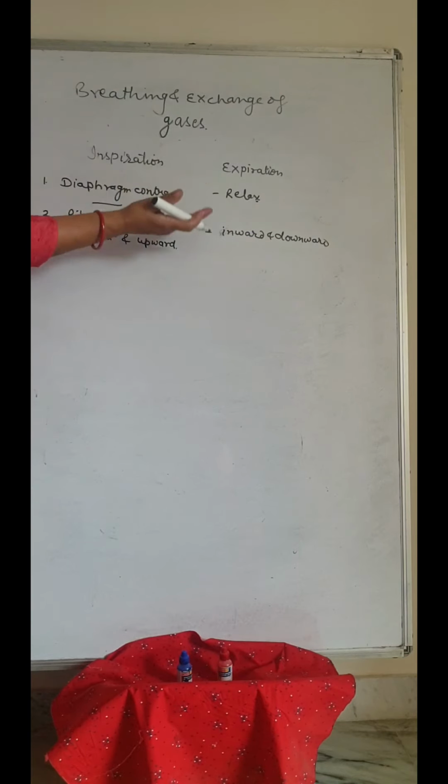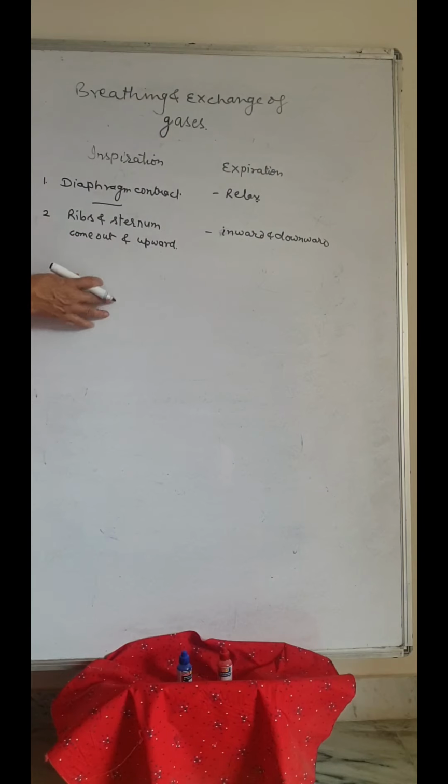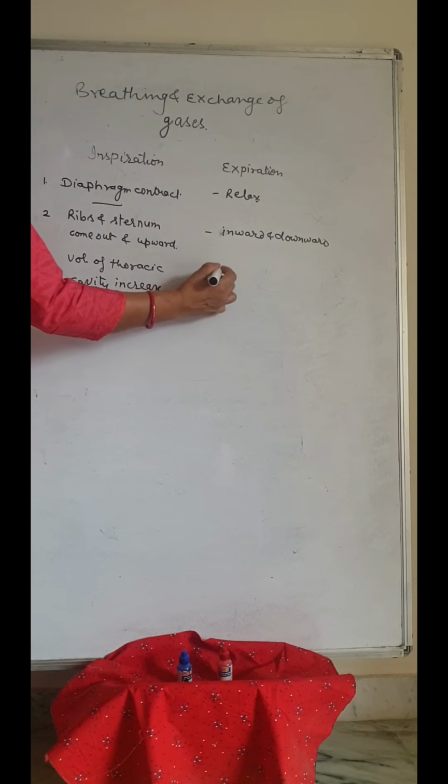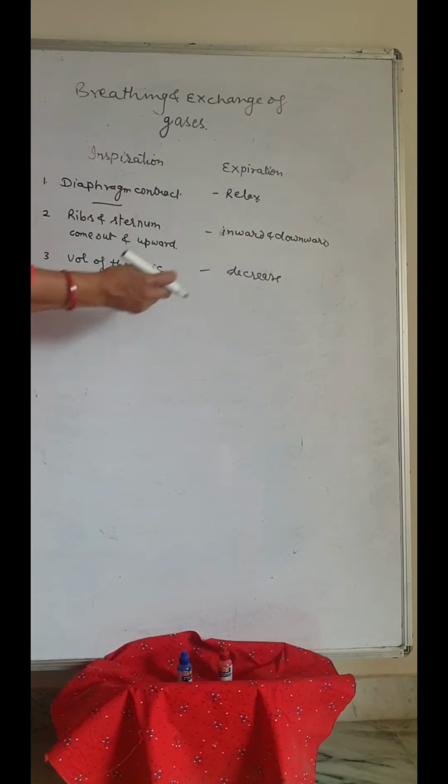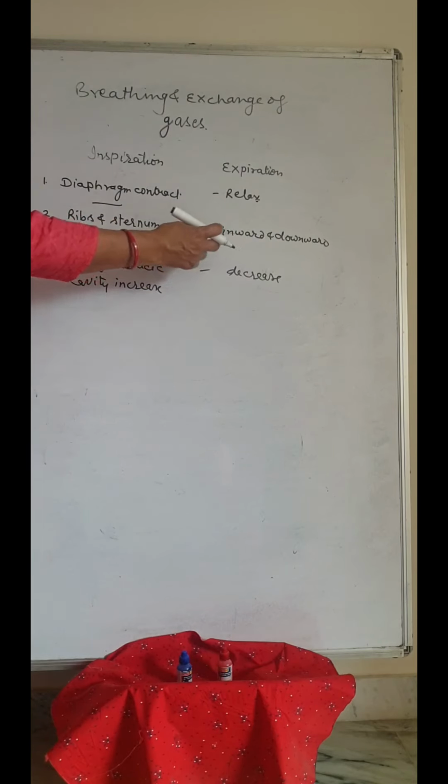So when the diaphragm contracts, the ribs come outside, and the size of the thoracic cavity increases lengthwise. The shape is like this. When it becomes flat, the size of the chest cavity is increasing. So the next one, the volume of the thoracic cavity increases. Here the thoracic cavity volume decreases due to the inward and downward movement of the ribs.